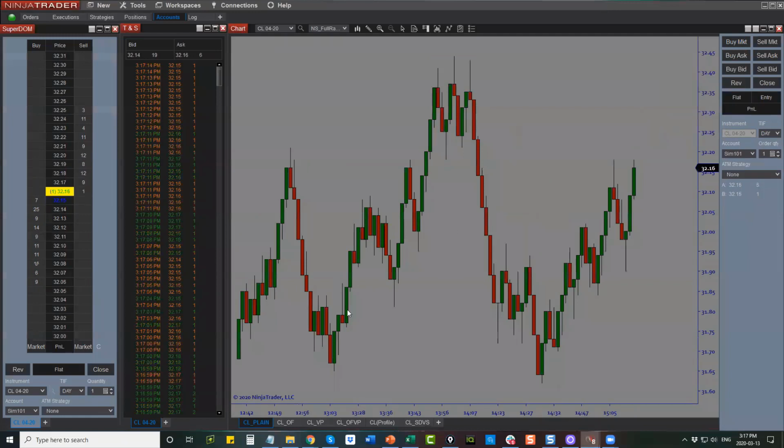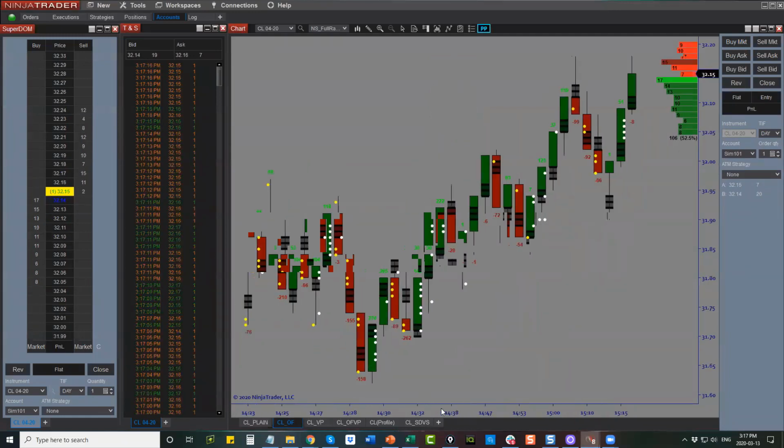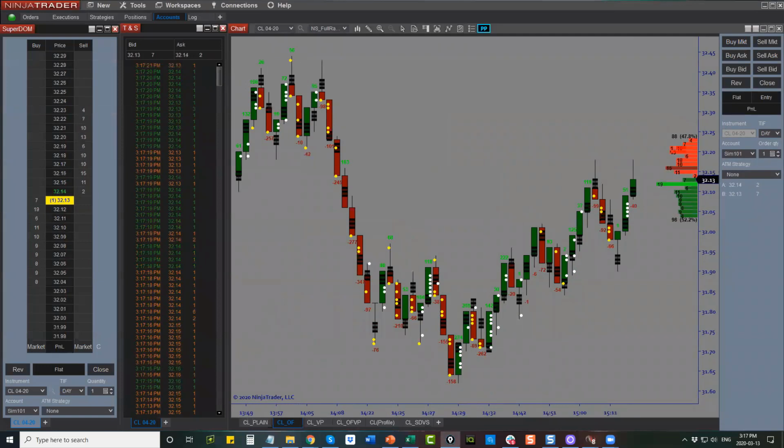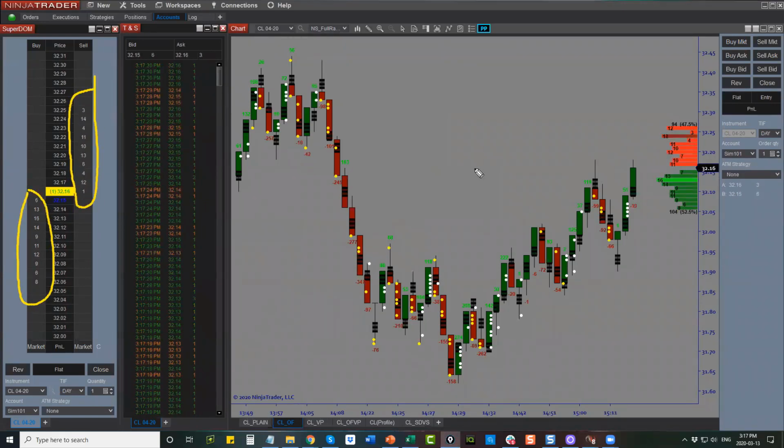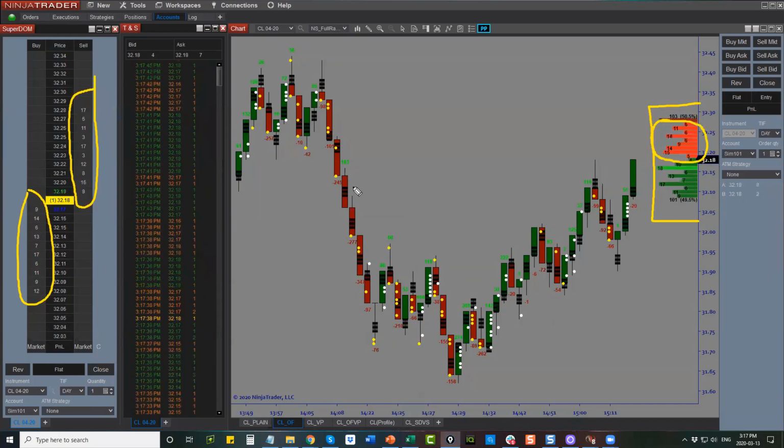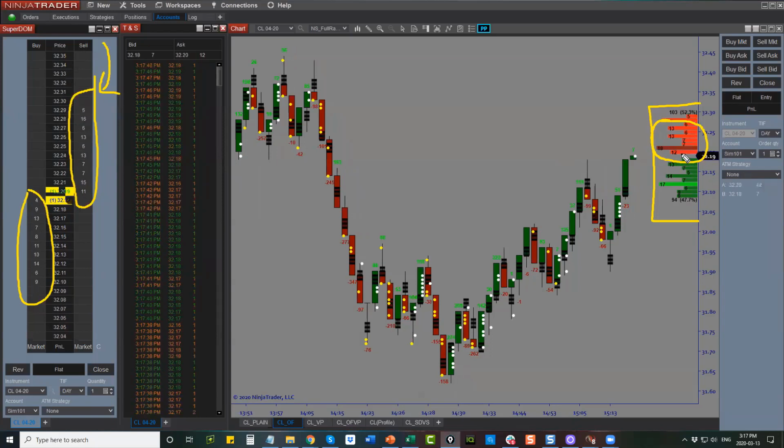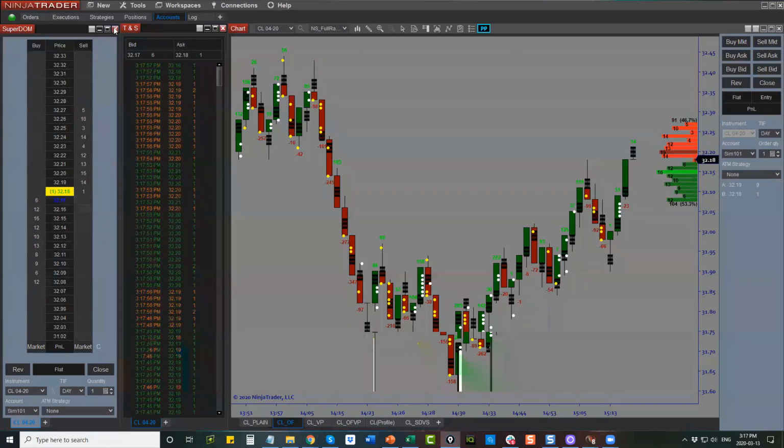So let's go over here, and I'm going to grab an order flow chart. You notice how there are these orders coming in right here, all these orders here and these orders here. Well, that's the inventory. And as the inventory becomes filled, it moves to the time and sales. We actually have the inventory here, so I can tell you that all of the selling inventory is this, and all of the buying inventory is that.